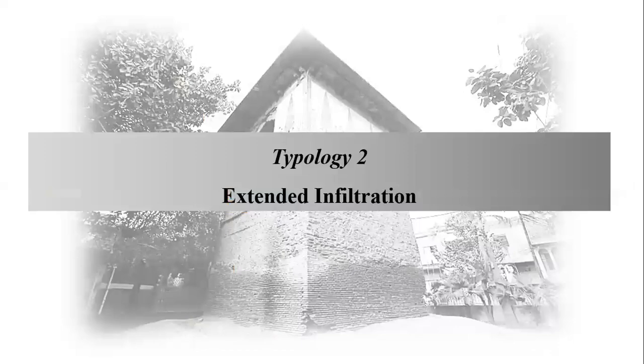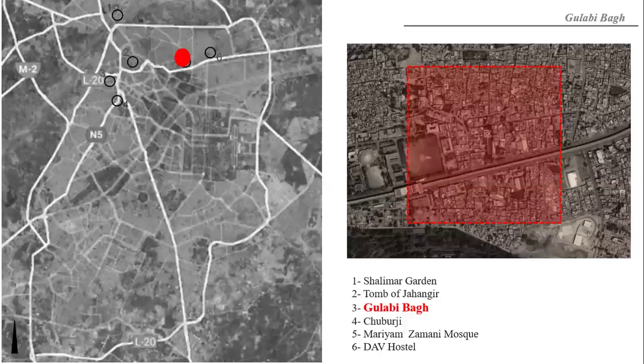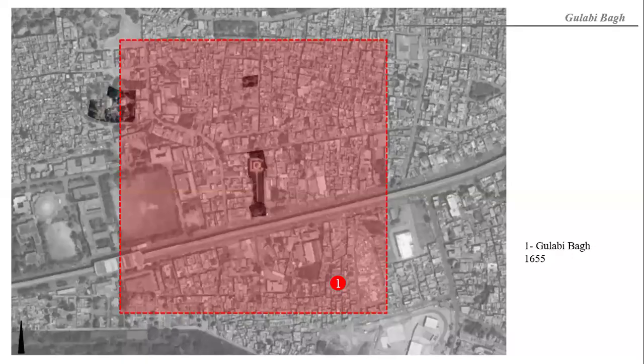Typology two is the extended infiltration. The first case study of this typology is Gulabi Bagh, which is located at the north side of Lahore city. The site currently faces GT Road, followed by Mughalpura to its south, Shrine of Khwaja Mahmud to its east, Singhpura to its north, and Begumpura, followed by the University of Engineering and Technology, to its east. Gulabi Bagh comprises 250 Mughal ghazals each side and was built by Mirza Sultan Beg in 1655 as a pleasure garden. The plan of the garden is square in shape.